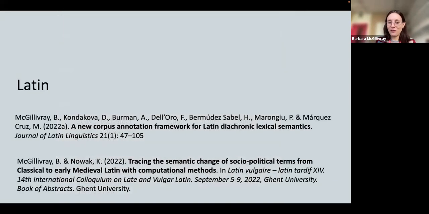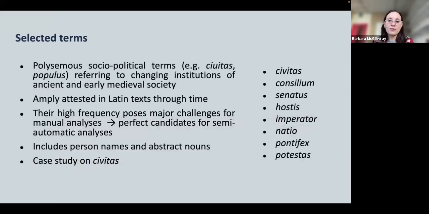Going a little forward, I'll just talk about a couple of papers that were focusing on Latin. So in this work, we decided to focus on socio-political terms, so terms that were referring to changing institutions in ancient and early medieval society. So words that had high frequency, so had a lot of data, but that were, for this reason, difficult to analyze by hand because we had so much data.